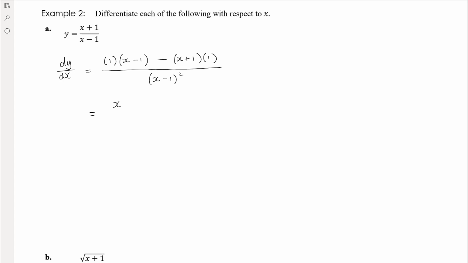Okay, so that's going to be x minus 1, and then we'll have minus x minus 1 all over x minus 1 all squared. And x minus x cancels out, negative 1 minus 1, so we're going to have minus 2 over x minus 1 all squared.